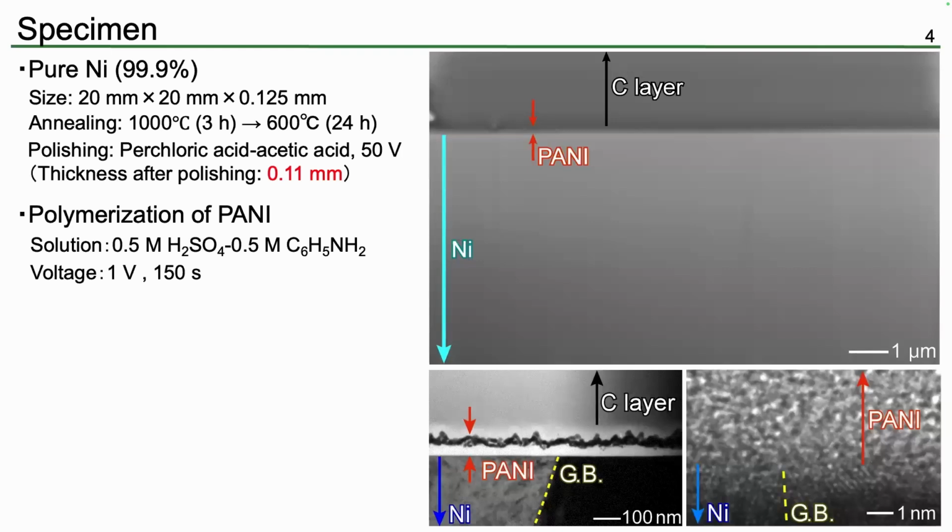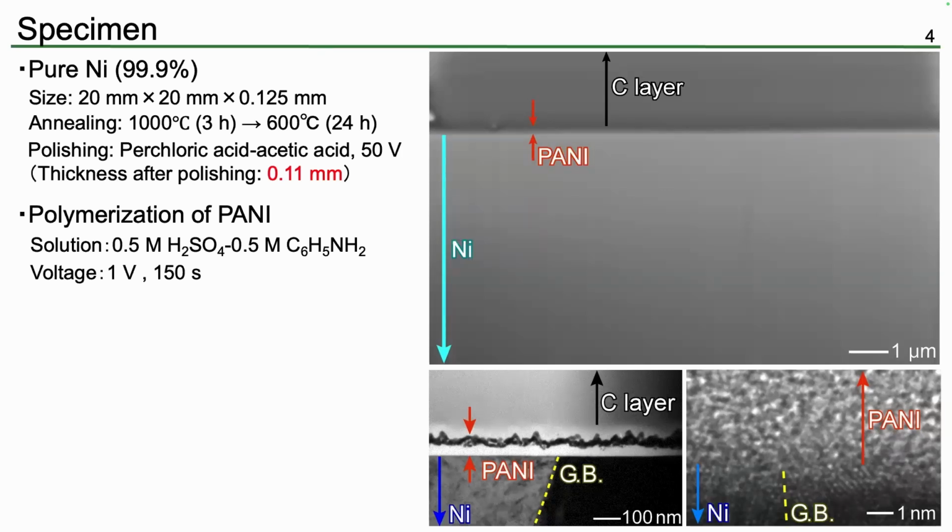So pure nickel film was used as a specimen. The specimen was annealed and electrically polished in the solution. The final thickness of the specimen was 0.11 millimeter. On one side of the specimen, the polyaniline layer was electrically polymerized in this solution. The specimen was polarized at a constant voltage of 1 volt for 150 seconds.